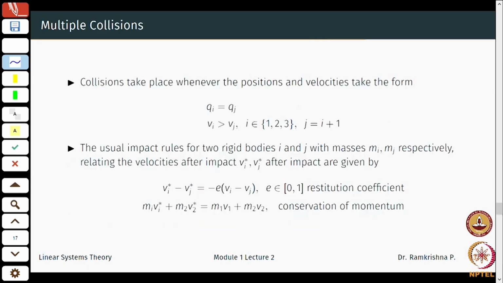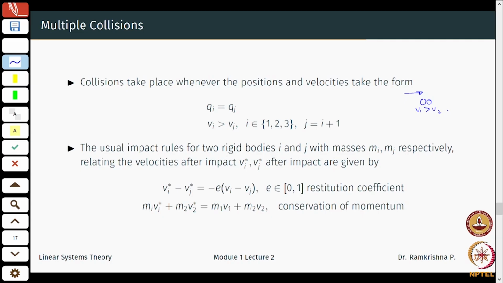Under what conditions do collisions take place? If I look at Q1, Q2, Q3, collision will take place when Q1 and Q2 are at the same position, Qi equal to Qj. These are point masses, so I can quantify this quite nicely. And if they are moving in this direction and the velocity V1 is greater than velocity V2, then collision will happen.